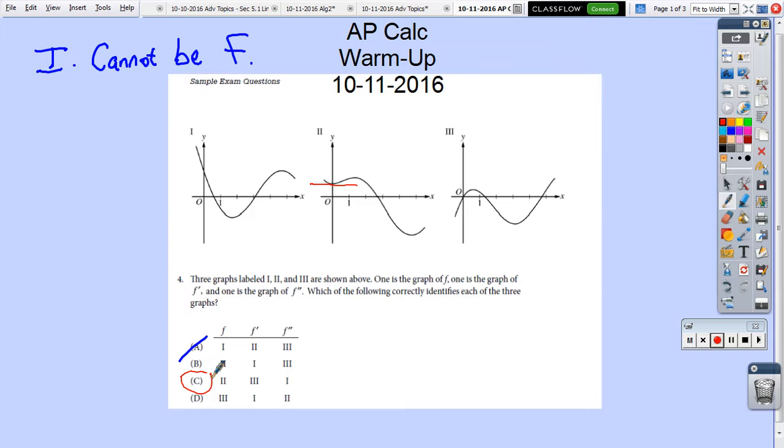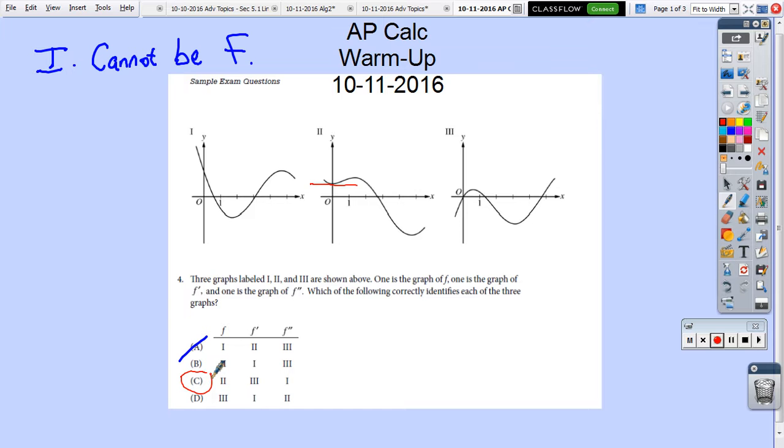And say, okay, if I look at this, if this were f, notice its first tangent line is horizontal and would have a slope of 0, and there's only one choice that would work. So if this were f, this would have to be f prime. And if this were f prime, the only remaining thing left, this would have to be f double prime.